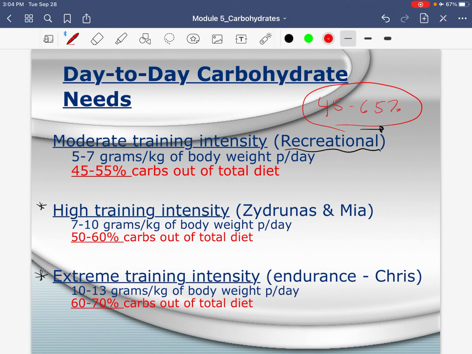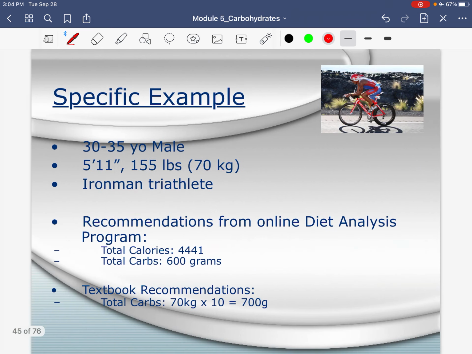Okay, so all I wanted to point out with this slide, I'm trying to be very clear about what I'd like you to know. The highest part of that range would be for our endurance athletes. Athletes overall need more carbs than non-athletes, but the highest out of all would be our endurance athletes.